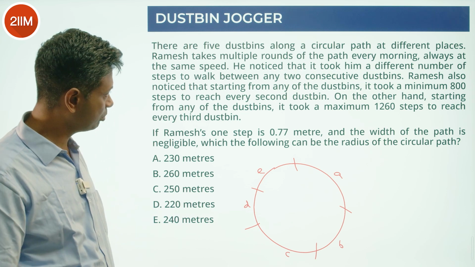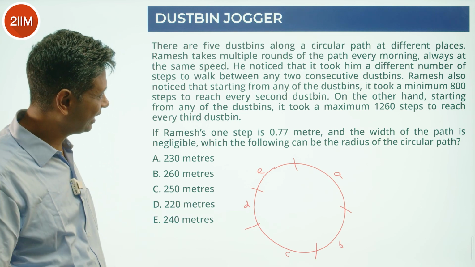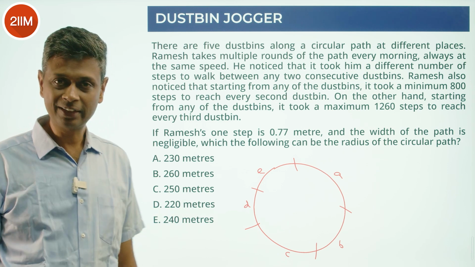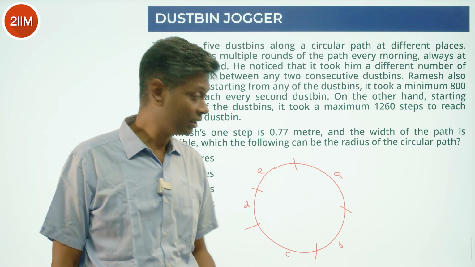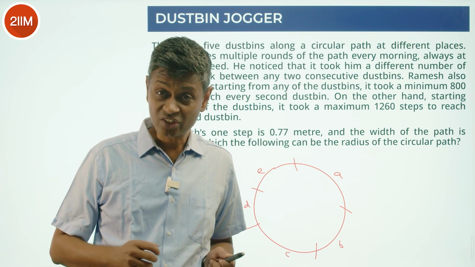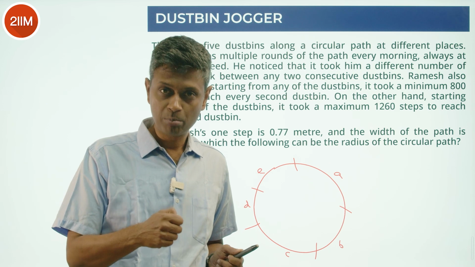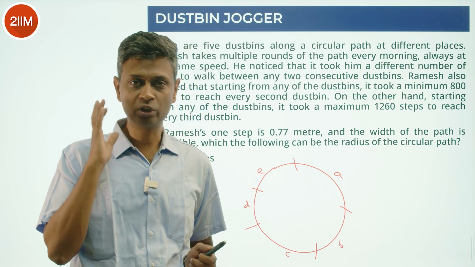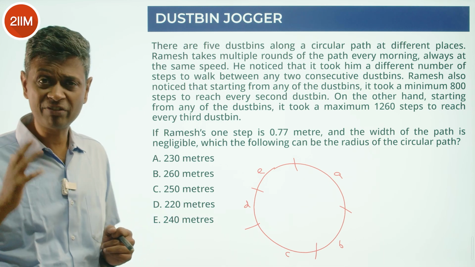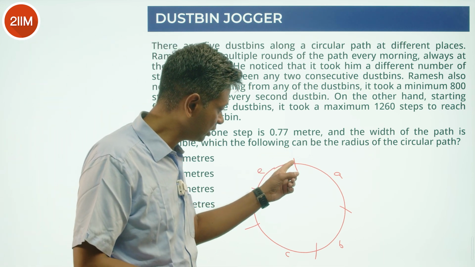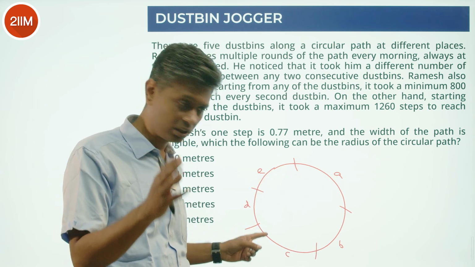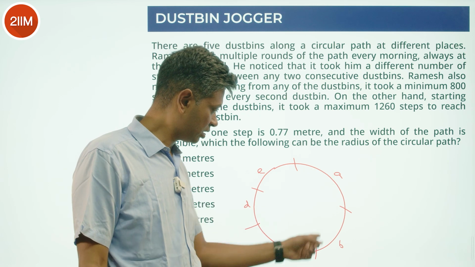We know that A plus B is greater than or equal to 800, B plus C is greater than or equal to 800, C plus D is greater than or equal to 800, D plus E is greater than or equal to 800, E plus A is greater than or equal to 800. Any 2 adjacent arc lengths added together is more than 800. So Ramesh noticed that it took a minimum of 800 steps to reach every second dustbin. From here to here, at least 800. From here to here, at least 800. From here, at least 800.